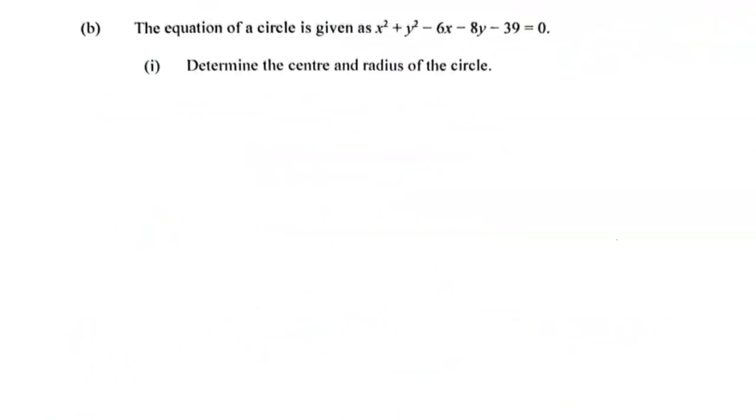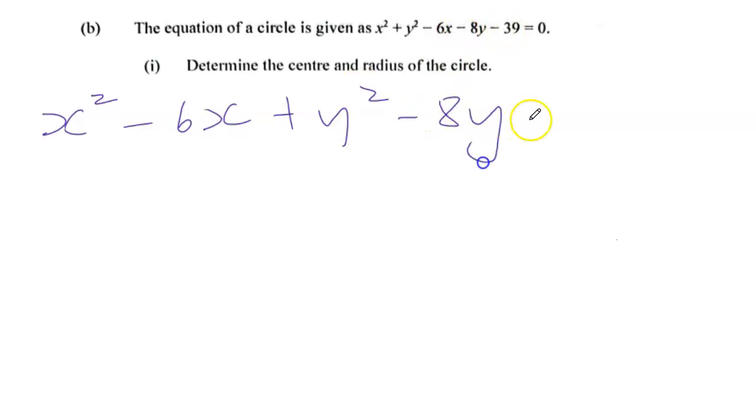So 4b, the equation of a circle is given as x squared plus y squared minus 6x minus 8y minus 39 equal to 0. So the first thing we could do is maybe to find the center and the radius, we could just group the like terms. So we have x squared, group the x's together, we have minus 6x. We have y squared, and we have minus 8y. And then the negative 39, group on the right hand side is positive 39.